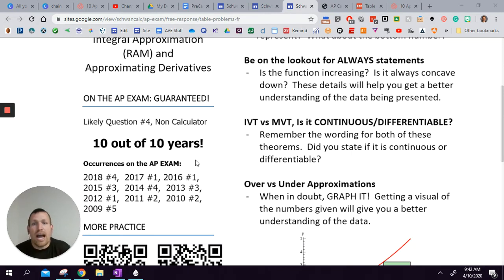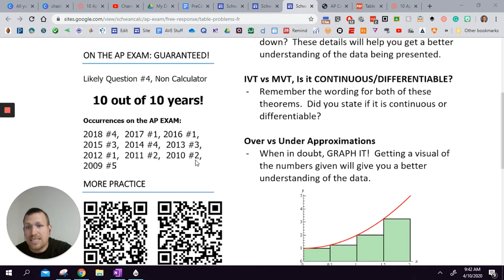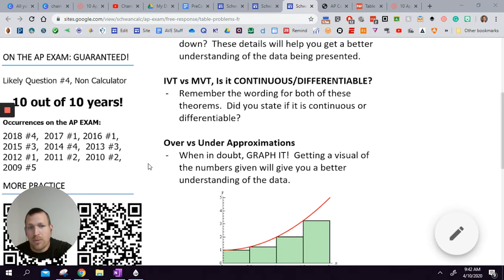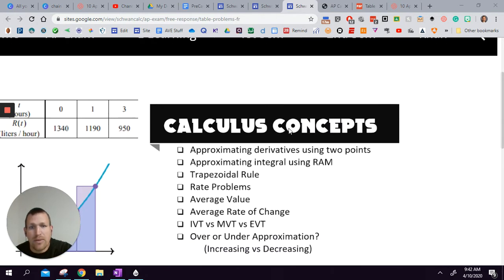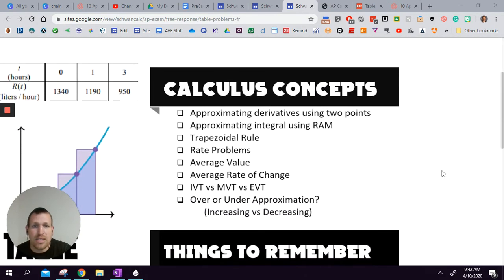I would say very high probability it's on the AP exam. It's been on the test 10 of the last 10 years. So you can see if they put it on the test 10 years in a row, it's going to be pretty important. All right. So when we are talking about this, here are the calculus concepts that are being covered.